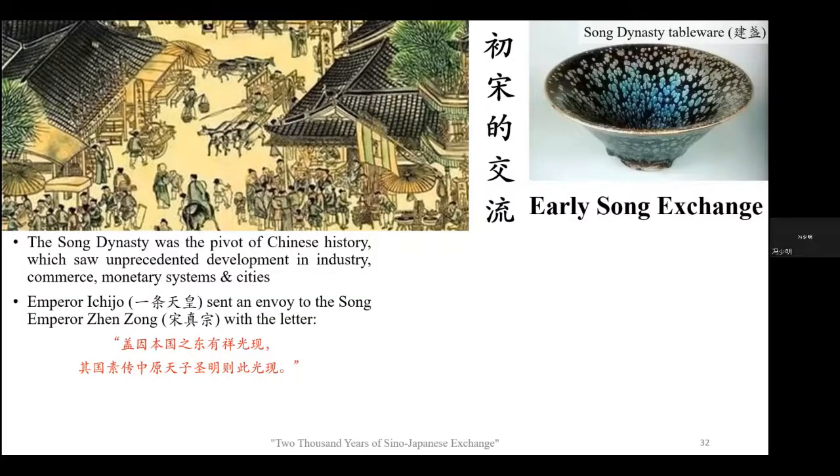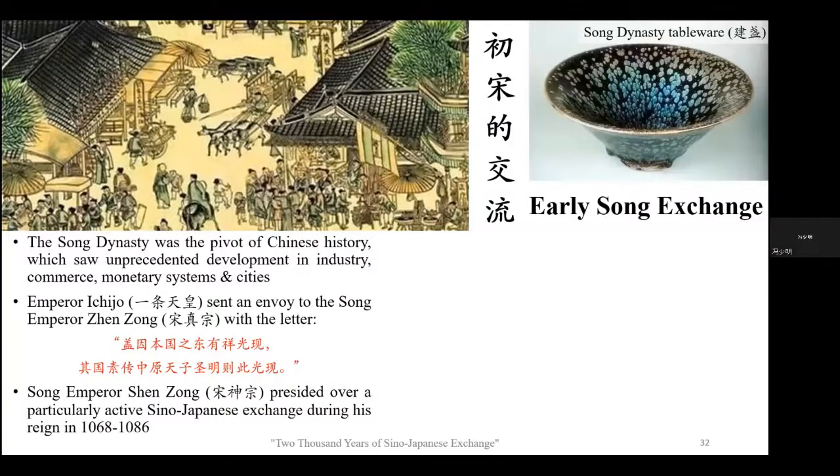And now, Emperor Ichijo sent an envoy to the Song Emperor Song Zhenzong with a letter, which loosely translates as: the country in the east, me Japan, sees a bright light, the middle country emanates its brightness. This means Emperor Ichijo was actually very enamored of the Song dynasty.